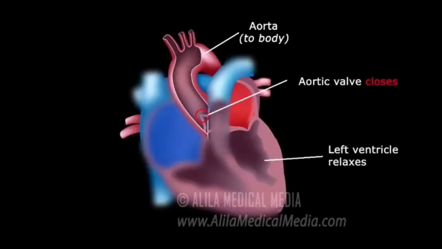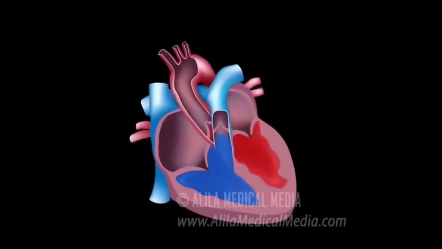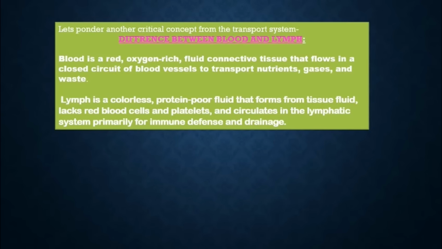The aortic valve quickly closes to prevent blood from flowing back to the heart. Meanwhile, the atria have filled with blood and the cycle repeats itself. So we will ponder another critical concept from the transport system. The main concept here is the difference between blood and lymph.